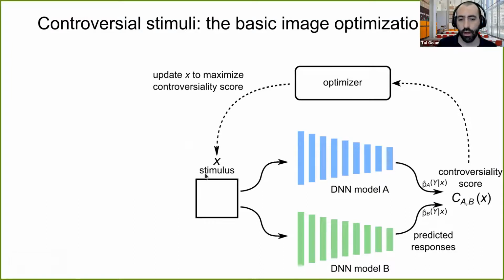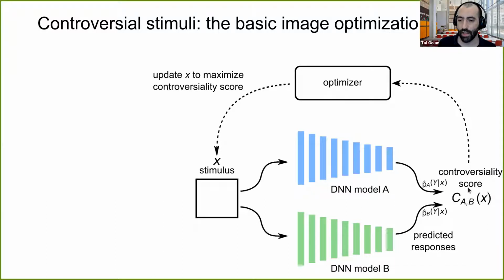So we start from a stimulus X, and I would strongly argue to use a random noise image as the initial image. So any structure that will emerge in that image, in the stimulus, will emerge due to the models and not due to our initialization. So now we take the stimulus and we feed it into 2 neural networks, model A and model B. And we collect their outputs, which we interpret as predictions about human responses.